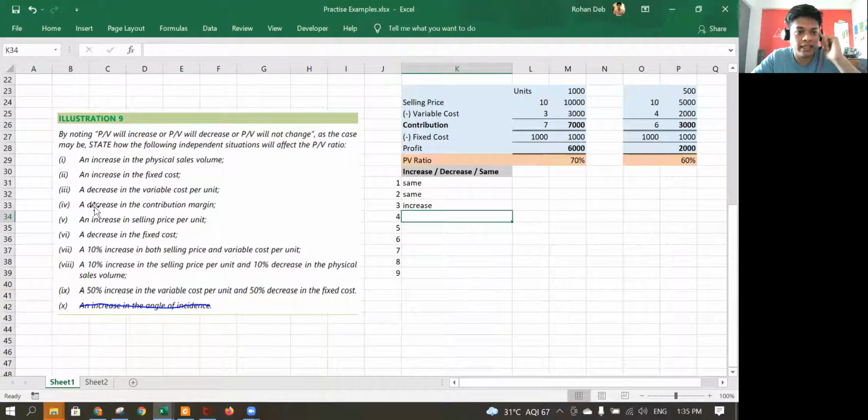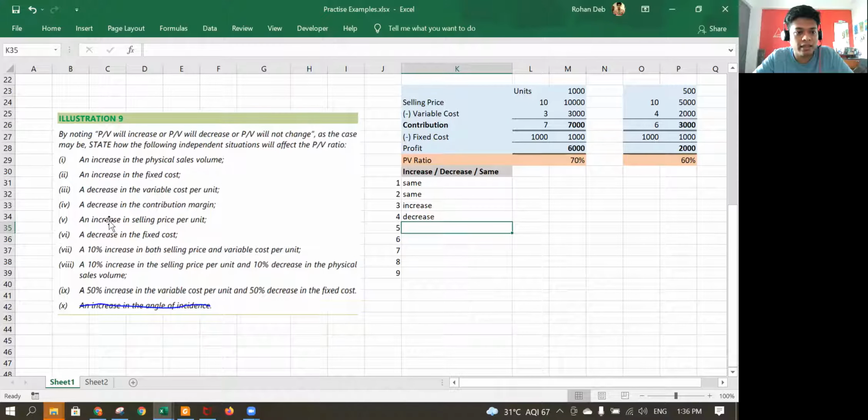Okay. Decrease in the contribution margin. What is contribution margin? The 7. So if my contribution margin decreases, what will happen? PV ratio will decrease. Is it understandable, or will you skip ahead? I think most people have skipped the video thinking they won't understand.